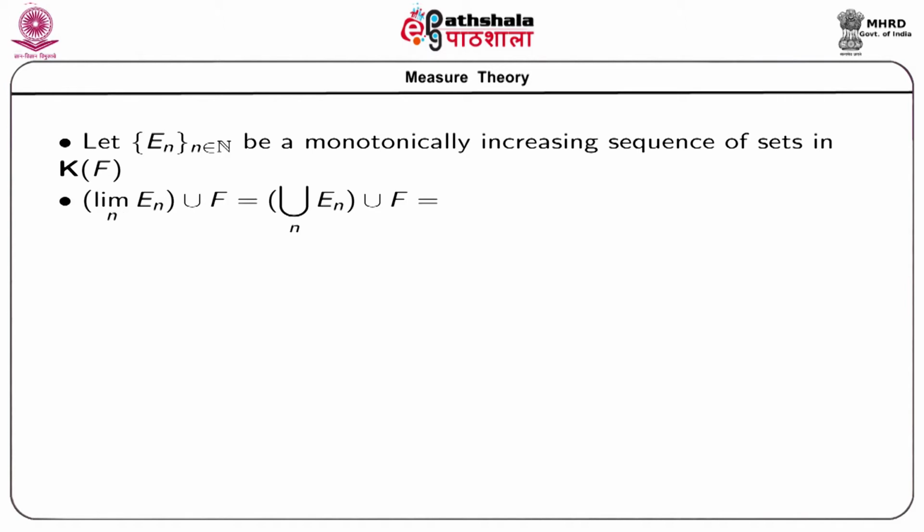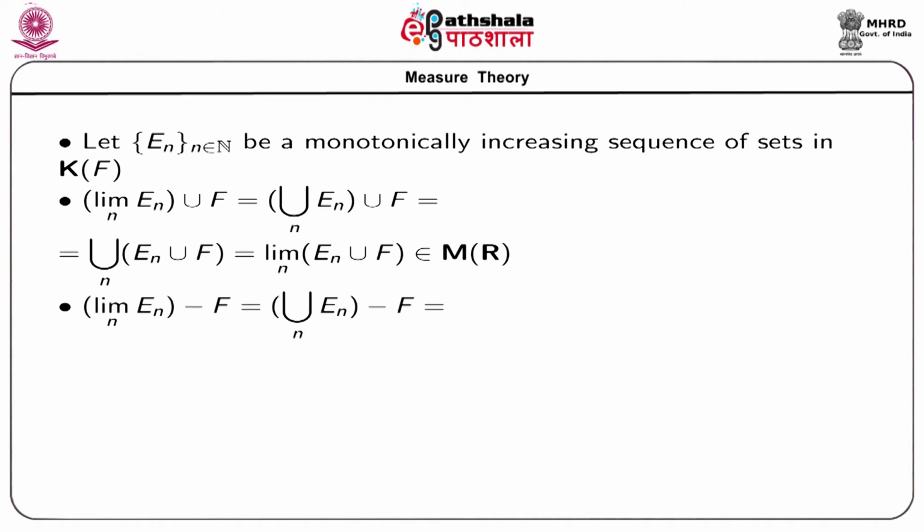Observe that limit E_n union F is equal to union of E_n union F, which is again equal to limit of E_n union F, which belongs to MR, because E_n union F is again a monotonically increasing sequence of sets.